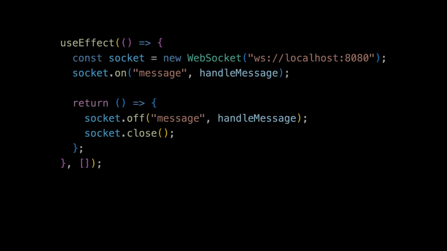For example, if you are subscribing to a WebSocket, you can use useEffect to unsubscribe when the component is unmounted. In this code, we are creating a WebSocket and subscribing to its message event. We are also returning a function from our effect, which will be called when the component is unmounted. This function will unsubscribe from the message event and close the WebSocket.